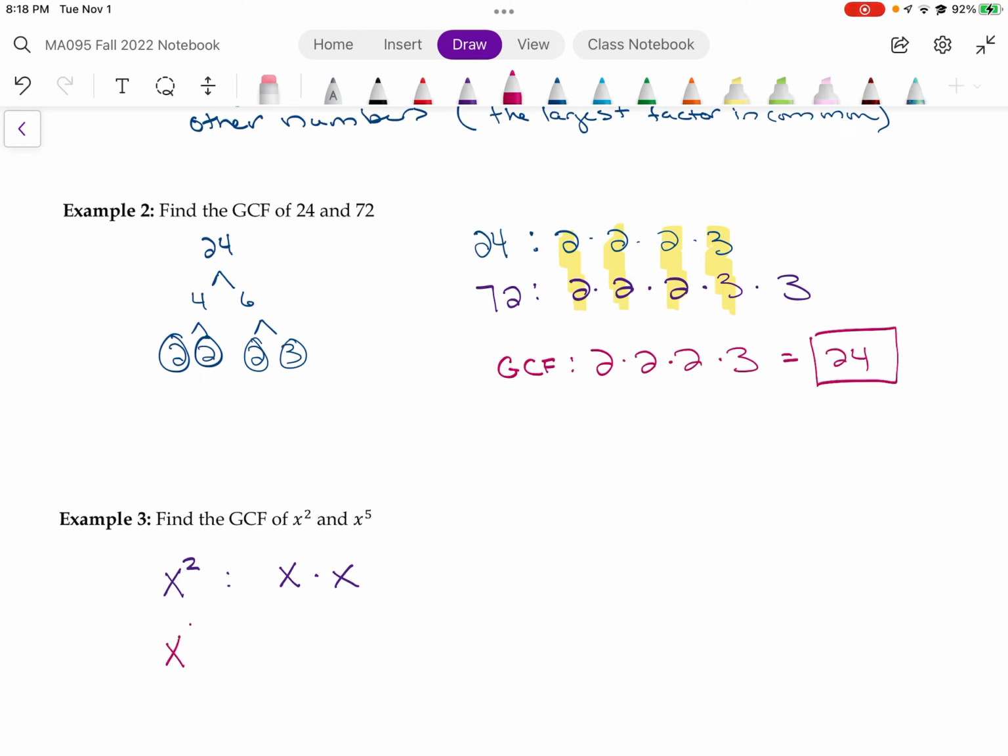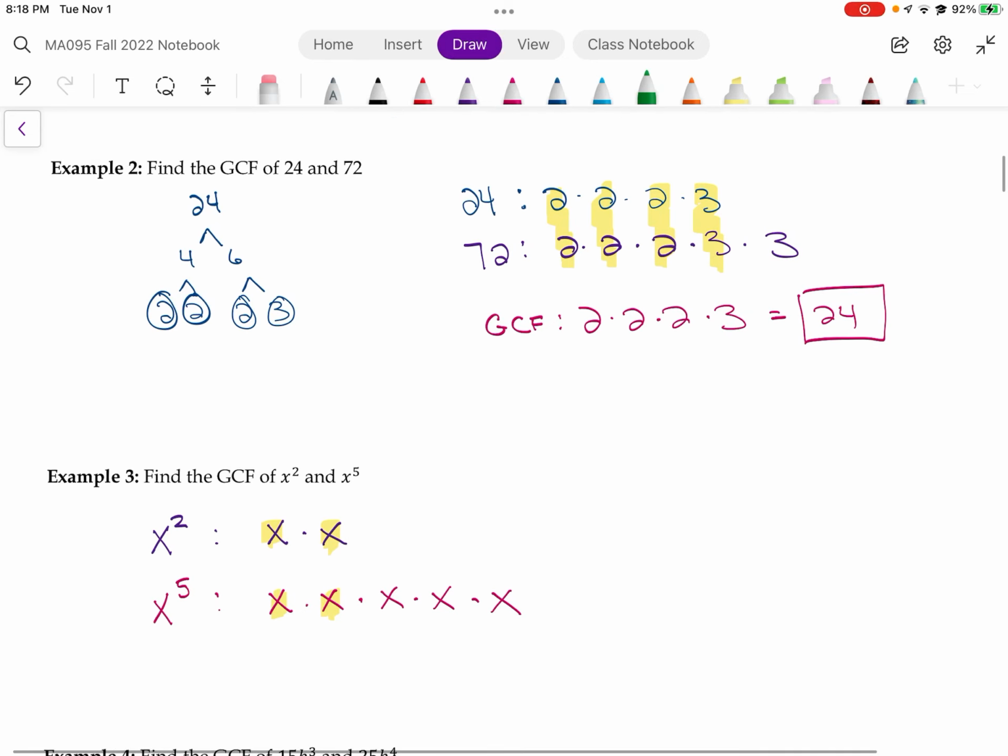X to the fifth is x times x times x times x times x. All right, which ones do they have in common? This one and this one. So the greatest common factor is the x times the x, the ones that are highlighted, the ones they have in common, and that is x squared.